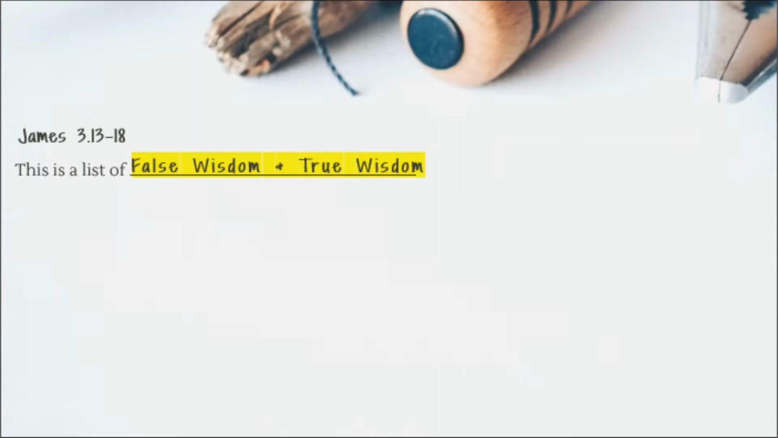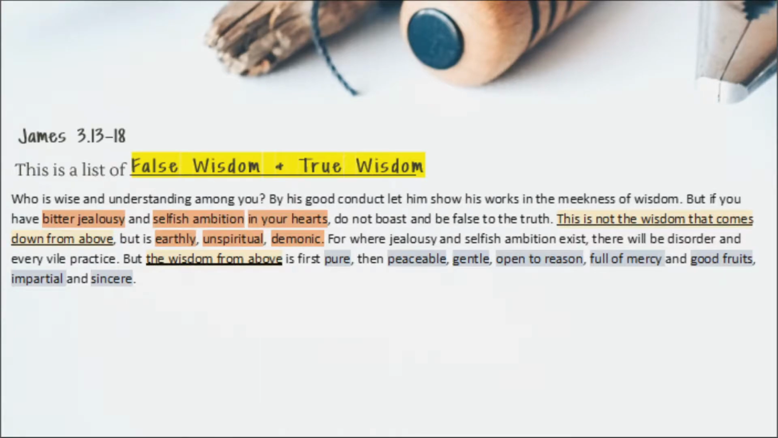Okay? So let me show you my list. There's false wisdom, or heavenly wisdom and earthly wisdom. That's another way of saying it, right? Wisdom from above or wisdom from the earth. So wisdom that comes down from above, or false, right? False, oh, correct. False wisdom: bitter jealousy, selfish ambition in your hearts, earthly, unspiritual, and demonic, right?